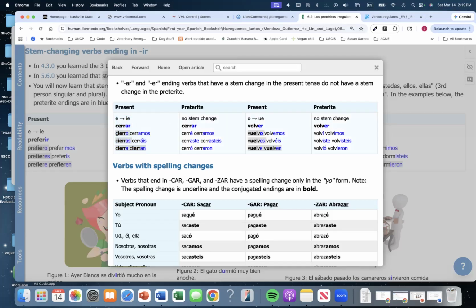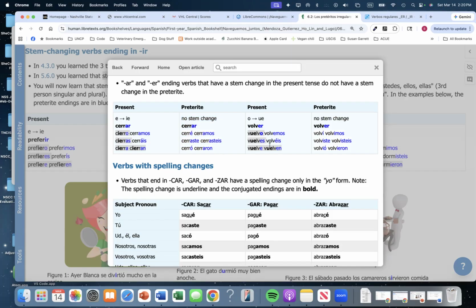Sorry, in the present, you change the stem. I don't want to confuse you. In the present, you change the stem, but in the preterite, right here, there's no stem change. So, regular verb: cerré, cerraste, cerró, cerramos, cerrasteis, cerraron.